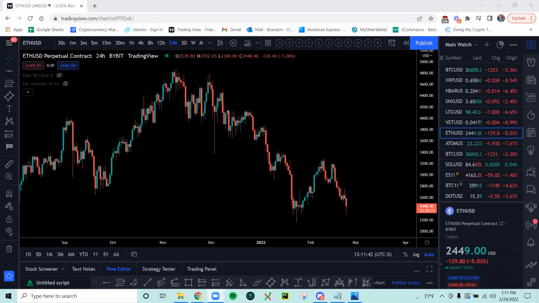Today, I will be showing you a scalping strategy which will be used on the 5-minute time frame. I am using TradingView. There is a free version that you can use. However, I'm currently using the paid version because I don't like to look at ads and it saves me a lot of time.